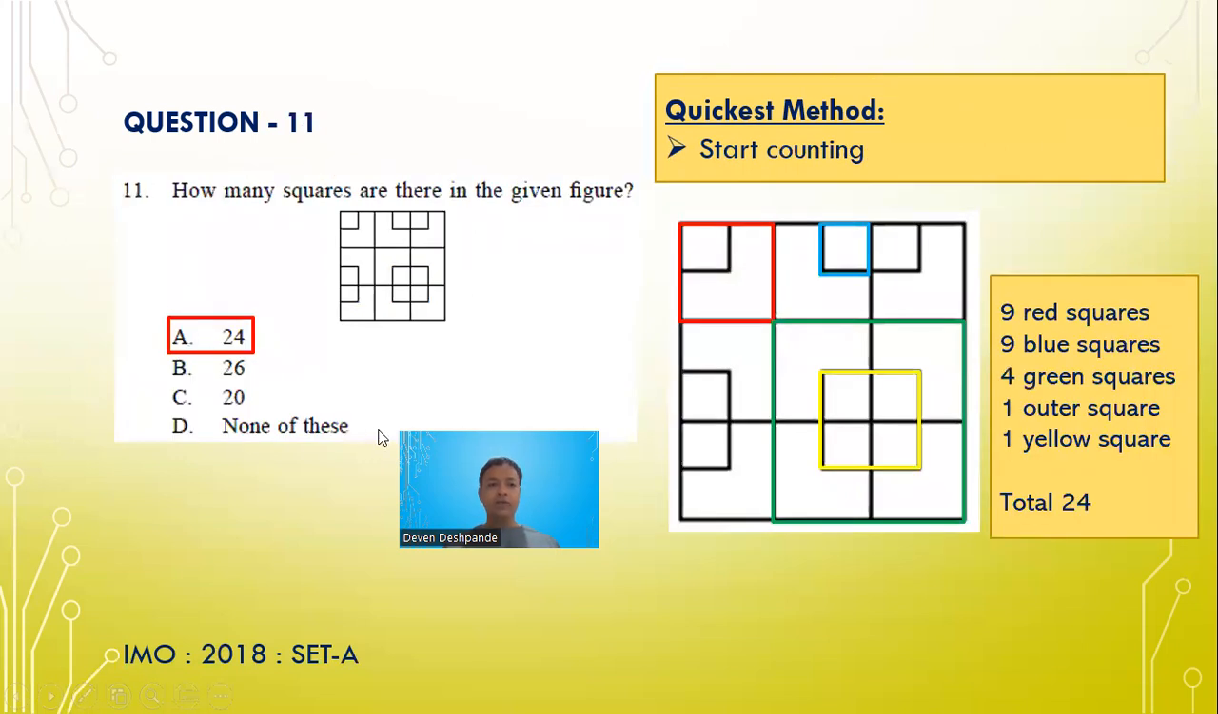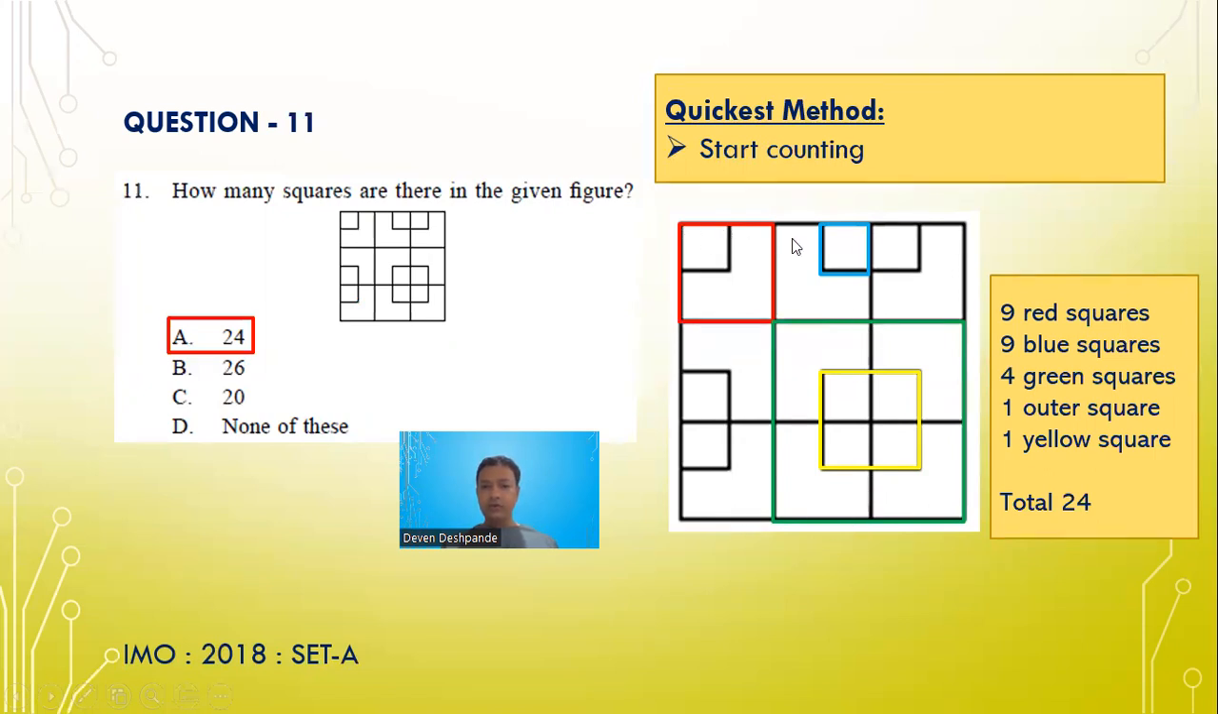Okay, next one. How many squares are there in the given figure? So how many squares? Start counting. If you see the red squares like this, there are 9 red squares. 1, 2, 3, 4, 5, 6, 7, 8, 9. If you see the smaller squares like this, there will be 9 small blue squares. 1, 2, 3, 4, 5, 6, 7, 8, and 9. 4 green squares. So this big one is a green square. So 1, then 2, then 3, and then this 4.